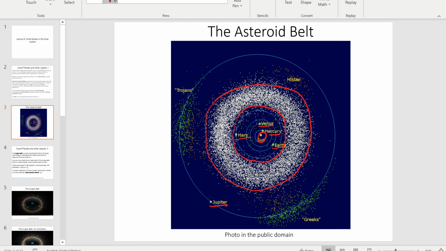We have some other names for some groups of asteroids, but don't worry about those. I just want you to know that the asteroid belt is in between Mars and Jupiter. You might wonder where the other planets are. The answer is they're outside the orbit of Jupiter, but they're just not in the diagram. The diagram is zoomed in.